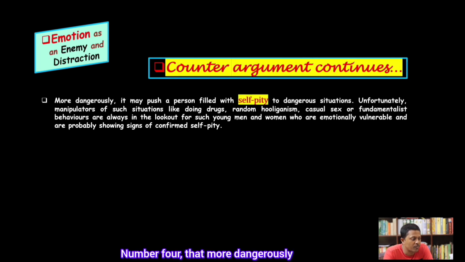Number four, more dangerously, it may push a person filled with self pity to dangerous situations. Unfortunately, manipulators of such situations, like doing drugs, random hooliganism, casual sex, or fundamentalist behaviors, are always on the lookout for such young men and women who are emotionally vulnerable and are probably showing signs of confirmed self pity. So, vulnerability, self pity, etc. Now, once you understand that this is dangerous, you can take measures. So, emotional intelligence helps here to develop your inner core.